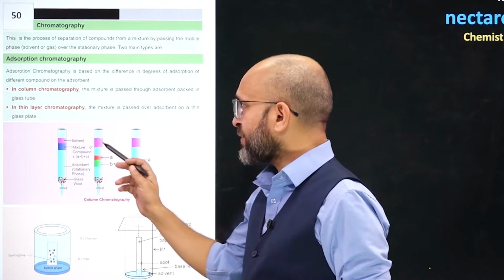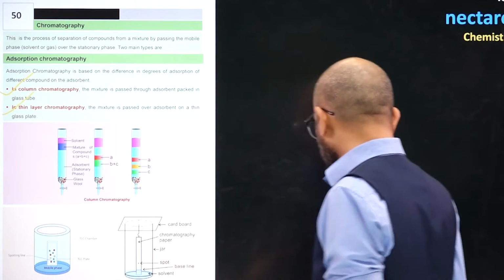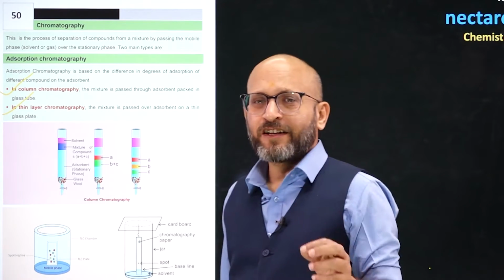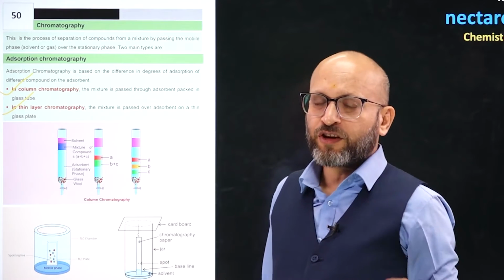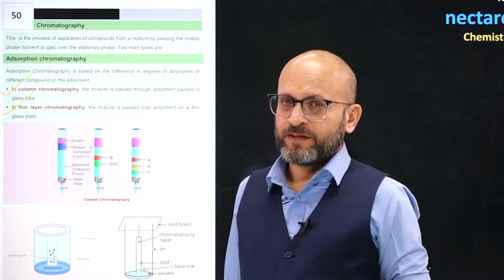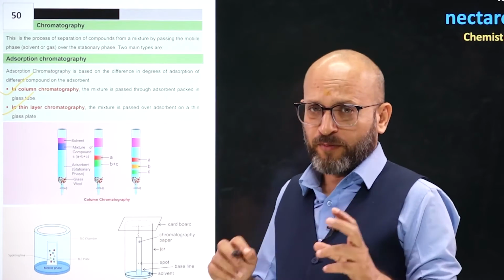Now we have two types of adsorption chromatography. One is column chromatography and another is thin layer chromatography. So what is the difference? The difference between column chromatography and thin layer chromatography is basically the setup. So what is the setup in column chromatography?